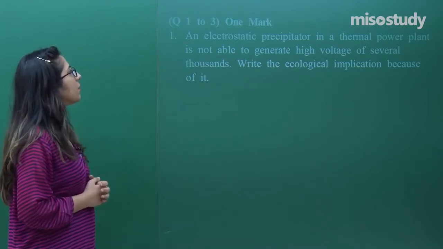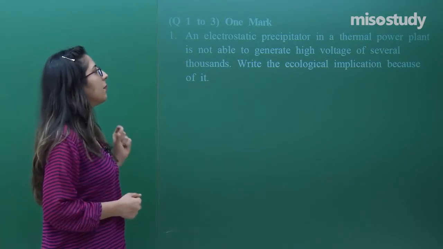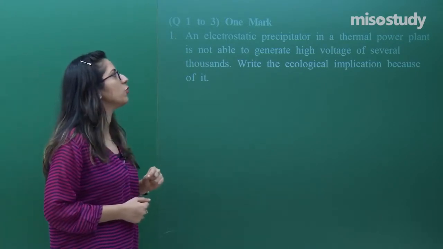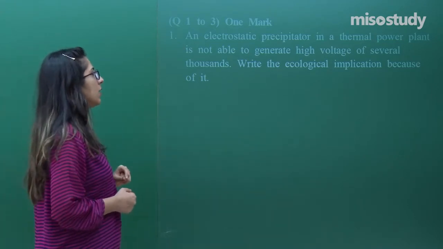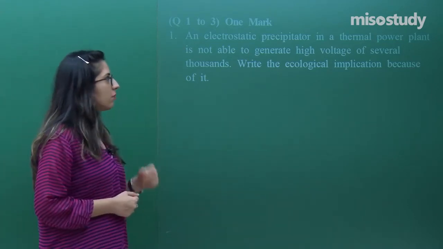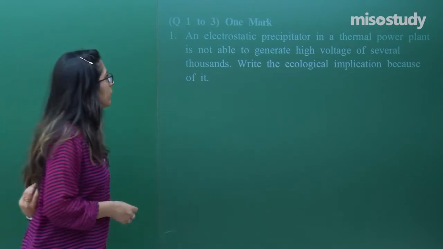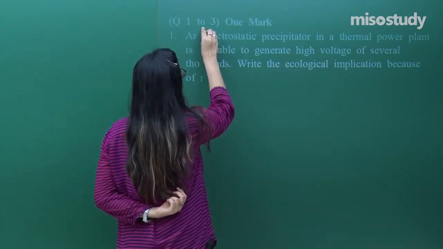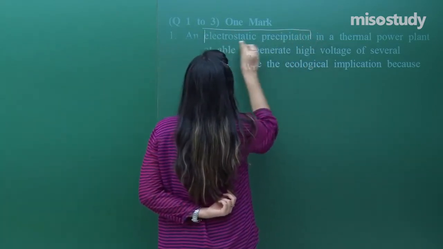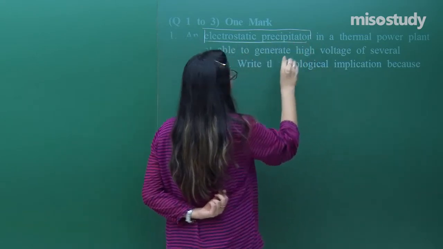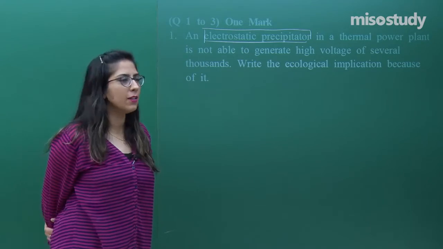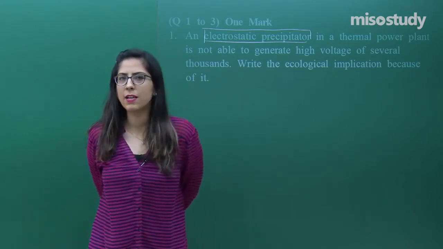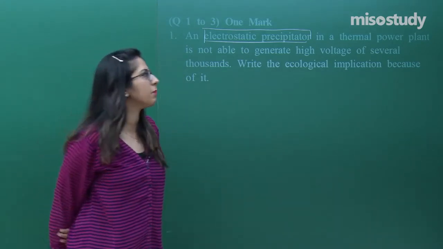An electrostatic precipitator in a thermal power plant is not able to generate a high voltage of several thousand. Write the ecological implication because of it. First of all, students, tell me one thing. What is the use of this electrostatic precipitator? Just remember that session. Electrostatic precipitators help in controlling air pollution.